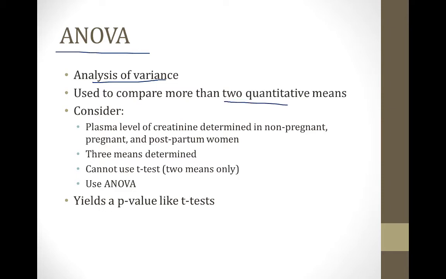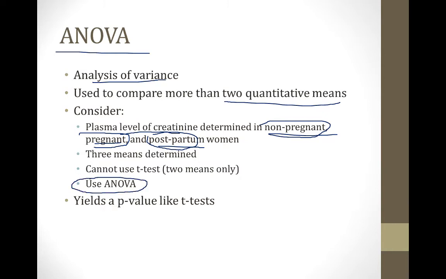It's used to compare more than two quantitative means. So suppose, for example, that we had a research study where they measured plasma levels of creatinine in non-pregnant, pregnant, and postpartum women. So there are three groups here: the non-pregnant group, the pregnant group, and the postpartum women. You can't use a t-test when there are more than two groups. You have to use the ANOVA because we have three groups here. And the ANOVA test yields a p-value just like t-tests, and you can interpret it in a similar manner.